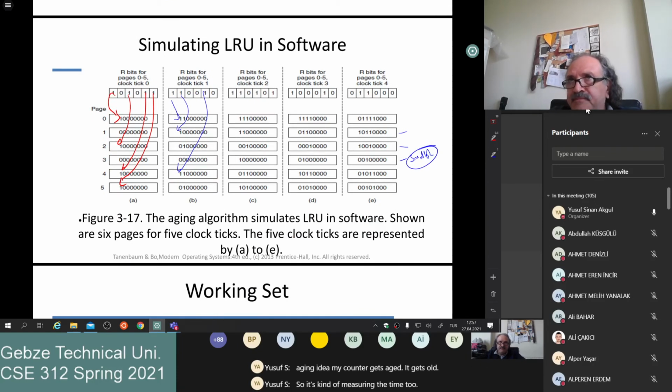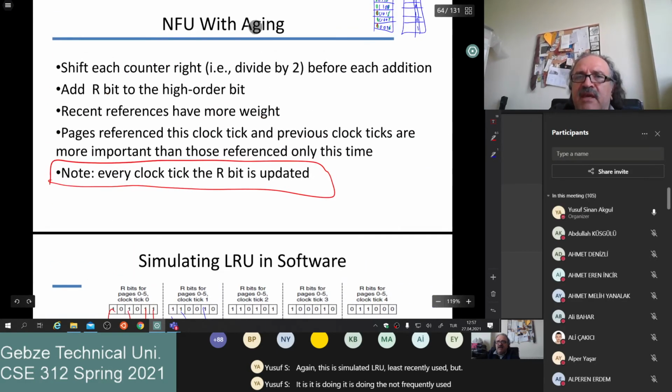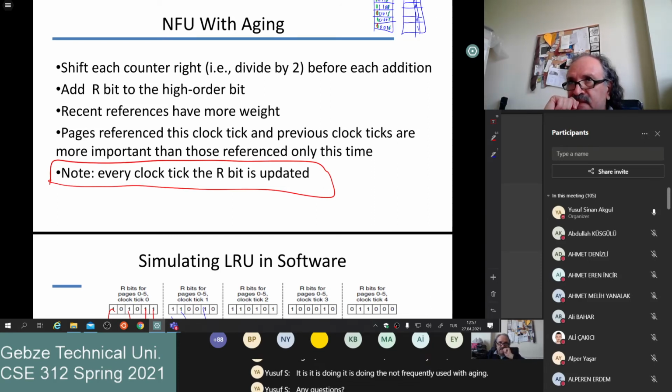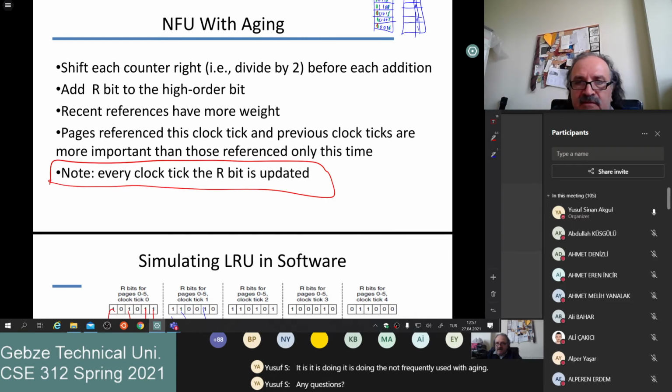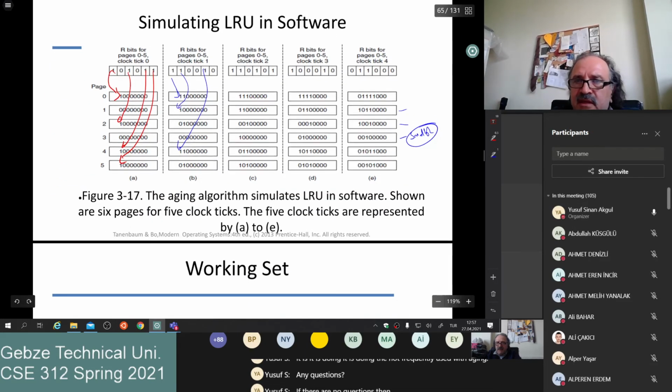Okay, good. Any questions about this simulated LRU? Again, this is simulated LRU, least recently used, but it is doing not frequently used with aging. Any questions? Okay, if there are no questions, then I will continue.